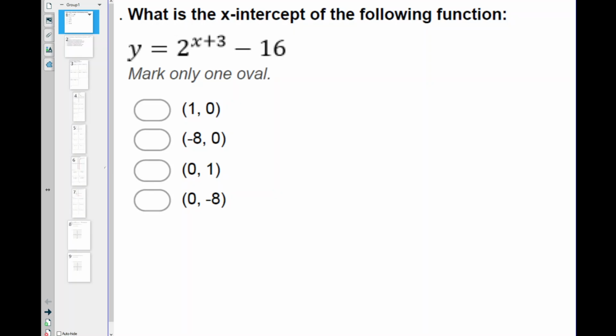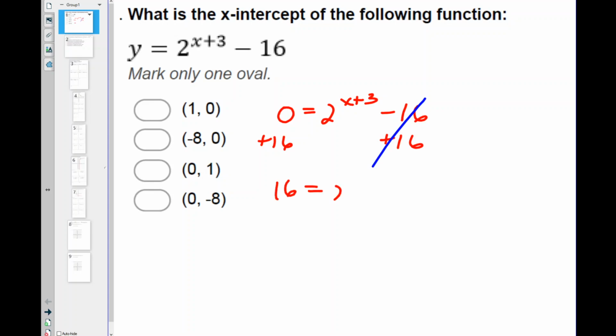Plug in 0 for y. So 0 equals 2 to the x plus 3, minus 16. Plus 16 on both sides so that we can isolate the base. Once the base has been isolated, how do you remove the base? Take the log of the same base. So take log base 2 on both sides. That cancels out. On this side, you need to evaluate the log.